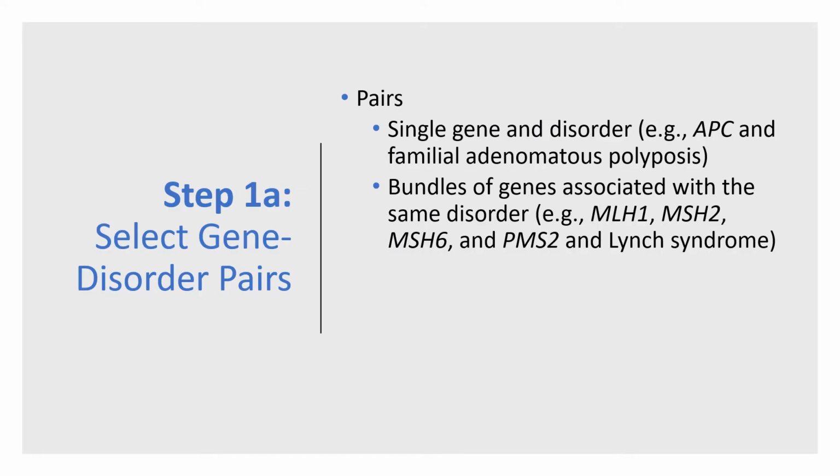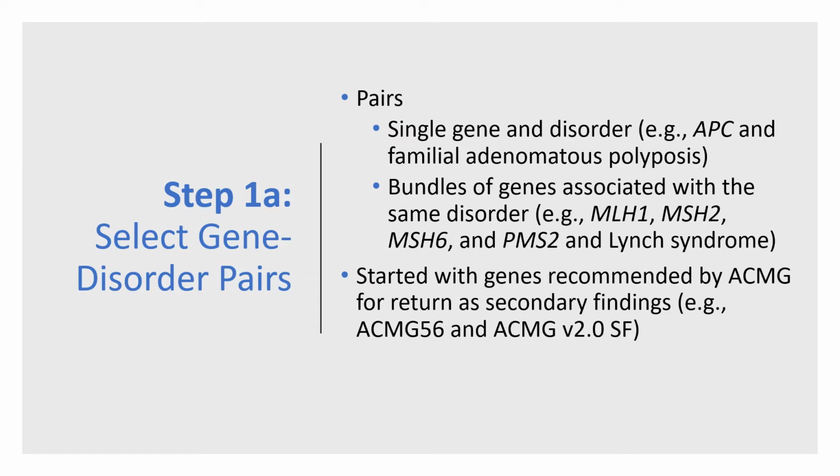So to start with step 1, we start with selecting gene disorder pairs. And though we call these pairs, it may be a pair, a single gene and a disorder. So for example, APC and familial adenomatous polyposis, or it could be sets of genes associated with the disorder. An example of this would be Lynch syndrome and the various genes associated with this condition.